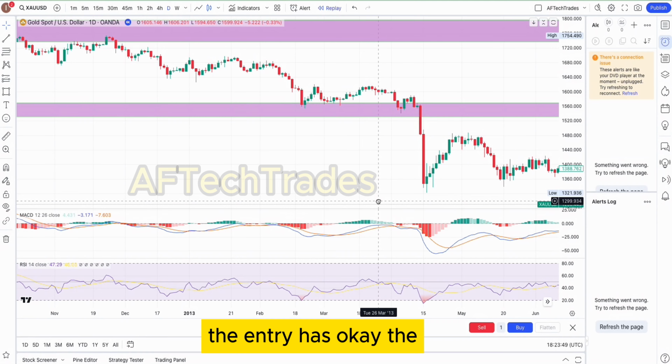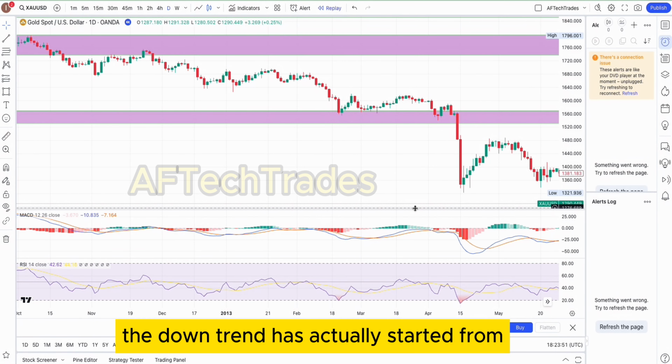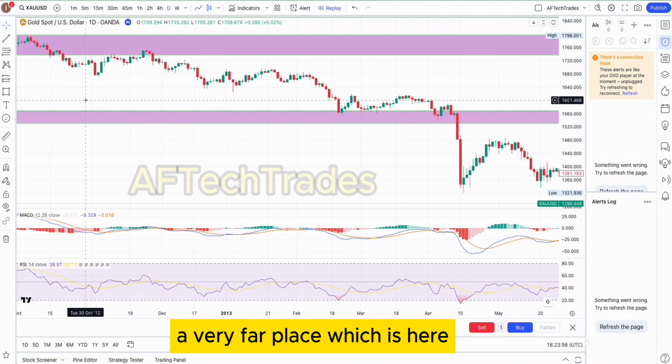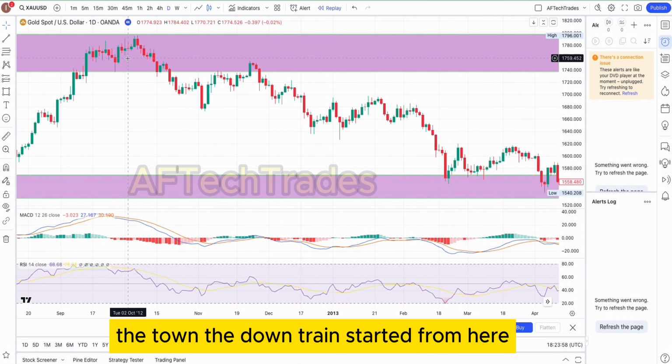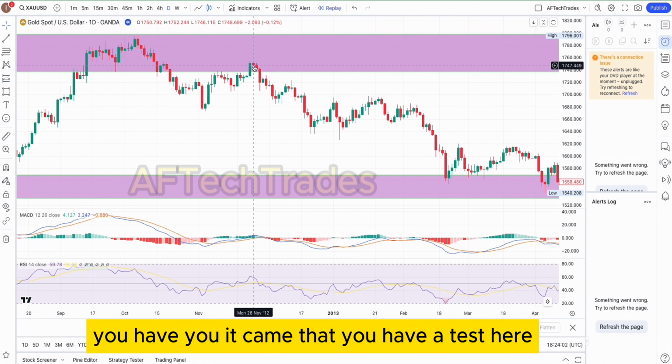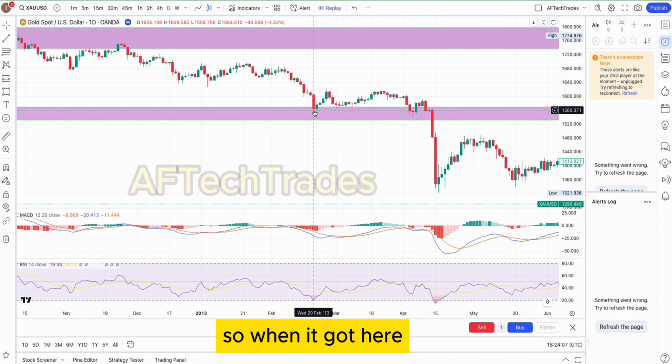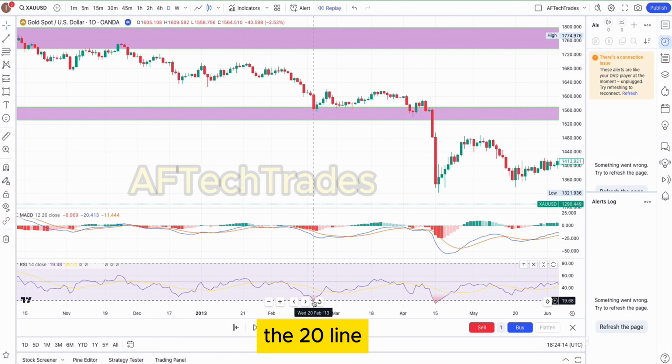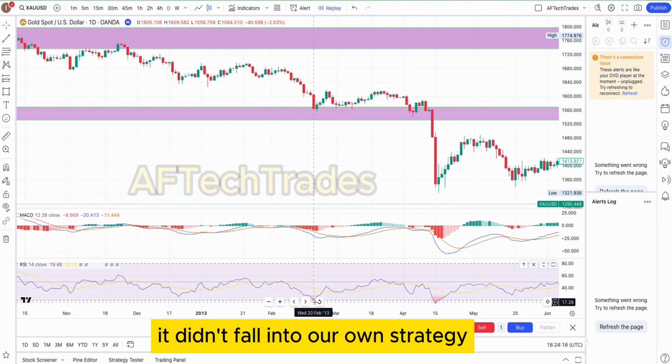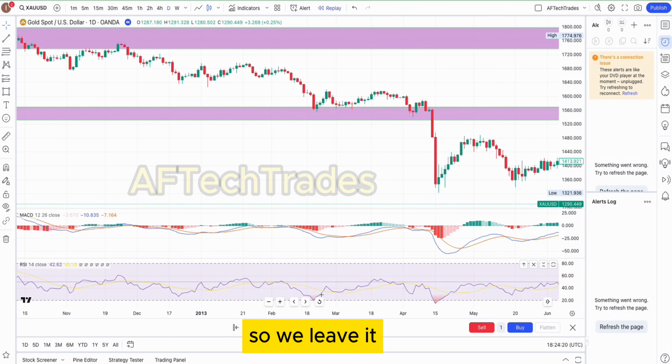Okay, the downtrend has actually started from a very far place, which is here. The downtrend started from here. It came that you have a retest here and it began to go down. So when it got here, it's touching the 20 line, but it didn't fall into our own strategy. It didn't fall below the 20 line, so we leave it.